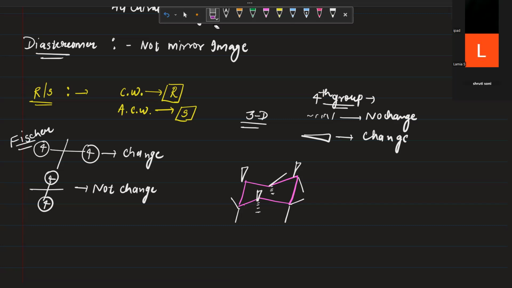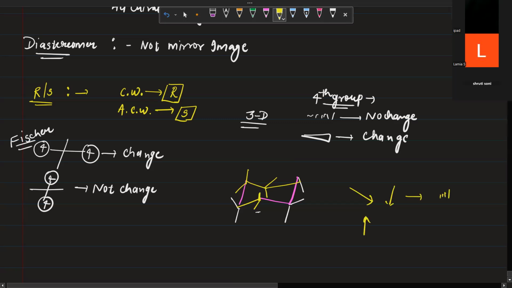If it's on the wedge, that depends on the placement of it on the Fischer diagram, right? What determines if it's wedge or dash? If it's going in the downward direction, it should be dash. If it's upward, it should be wedge. Very good. That is the most important thing you need to know. Whenever the bond is on the downward side, it is dash, and if on the upward side, it will be wedge. Great.